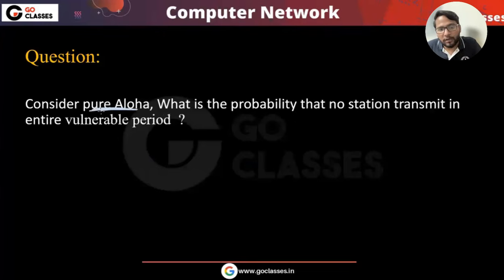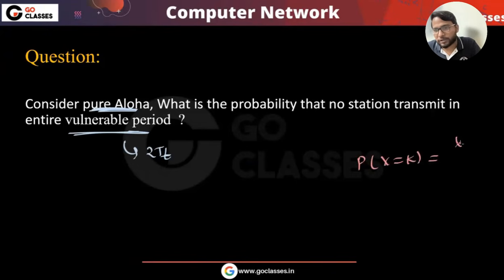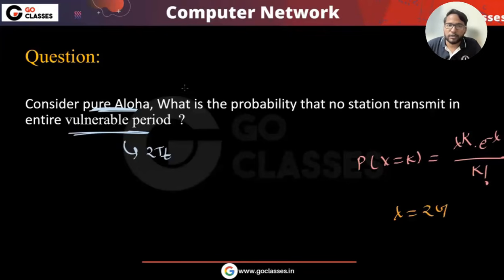Now pure Aloha, the entire vulnerable time, which means 2TT time. Here you will consider the same formula, which means the probability of X being K is the Poisson distribution: lambda power K into e power minus lambda upon K factorial. But here you will consider this lambda in the 2TT frame, so lambda is basically 2G. That's the only difference. Now, can you tell me the probability of X being 0?